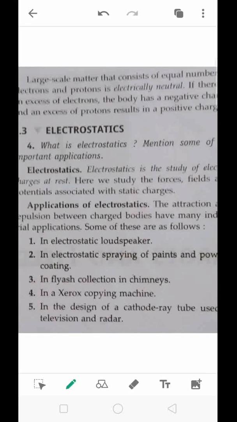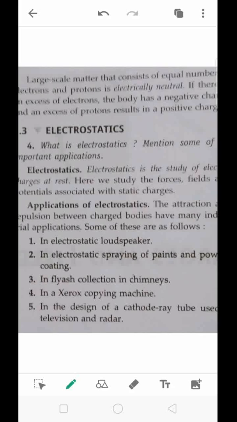Now, let us know about electrostatics. Electrostatics is nothing but frictional electricity. It is the study of electric charges at rest. Now, we study the forces, fields, and potentials associated with the electric charges in static electricity.